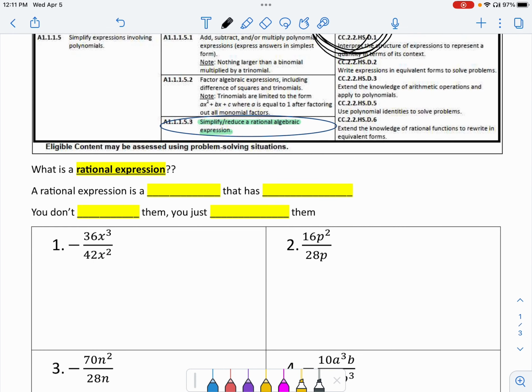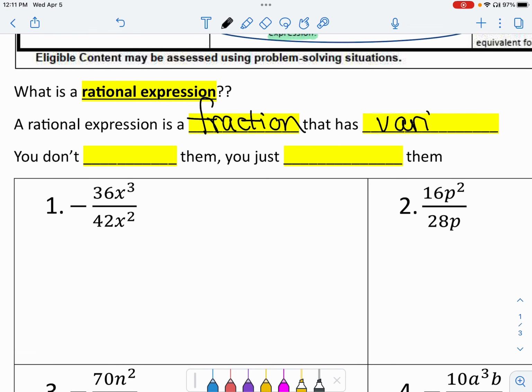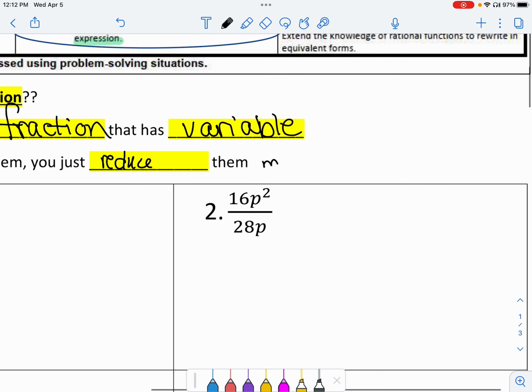So, what in the world is that fancy phrase? What is a rational expression? A rational expression is just a fraction that has variables. Today only, I'm going to make sure you know it's just today. Today you don't have to factor them, okay? We'll move into that tomorrow and the next day. Today you do not have to factor them. Today you only have to reduce them. And that is because today we have monomials, which means no adding or subtracting, okay?